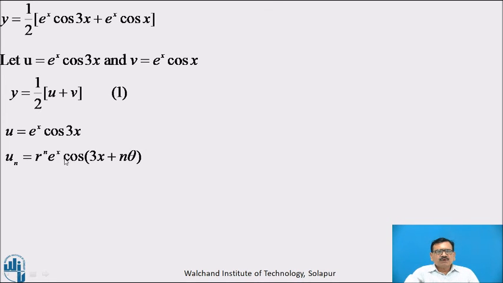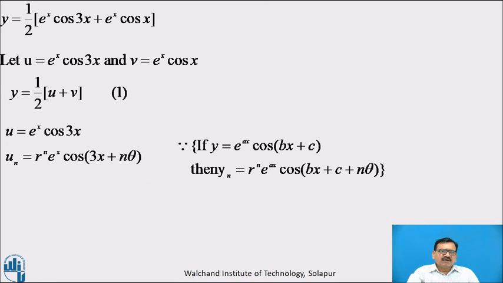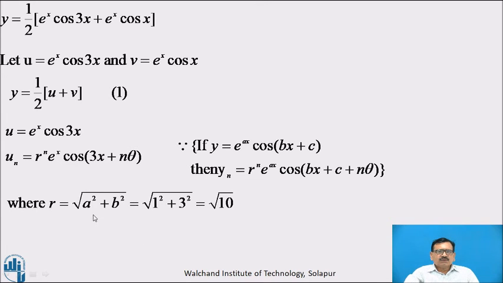Now, just now you have seen the formula. Nth derivative of e raised to x cos 3x is r raised to n e raised to x cos of 3x plus n theta. And now here we have to calculate the value of r and theta. If y equal to e raised to ax cos of bx plus c, then yn equal to r raised to n e raised to ax cos of bx plus c plus n theta. Here c is 0, the constant term is absent, where r is equal to square root of a square plus b square. Here a is 1, b is 3.